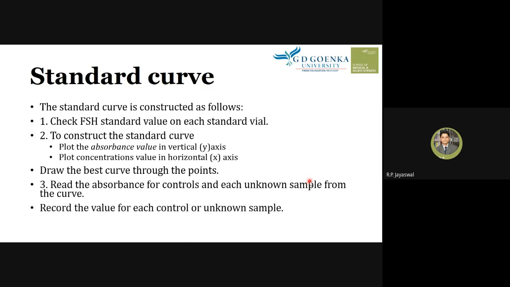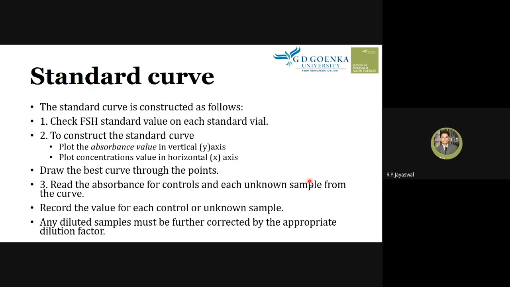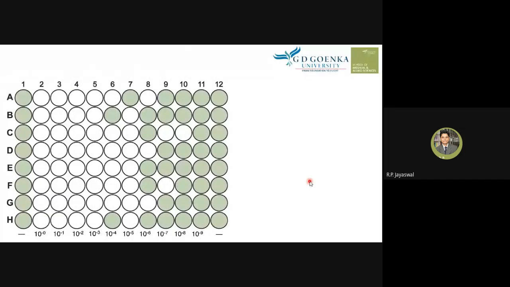Now we can record the value of the control and unknown sample, and you can give the value of the sample as a report to the patient. Any diluted sample must be further corrected by the appropriate dilution factor. This is required if the patient's concentration of FSH is very, very high: we need to dilute the sample and then proceed with the procedure. When we get the results, they should be multiplied by the dilution factor. Right? This is how we get the different colors in the different tubes, different wells.